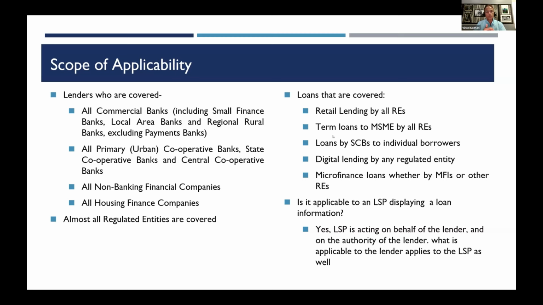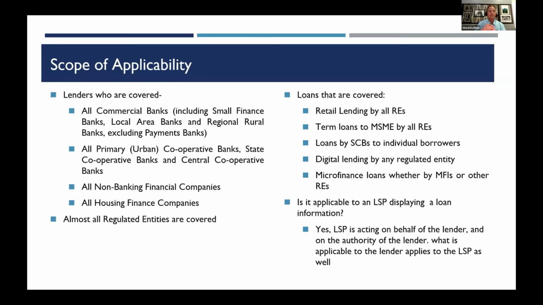Loans by scheduled commercial banks to all individual borrowers, if the borrower happens to be an individual. This is actually very important because earlier when we started, we thought maybe it's not applicable to loans against shares, mostly given to individuals. We thought it may not be applicable to, let's say, housing loans initially. But as we discuss further, it seems that if the borrower is an individual, it should be applicable. We'll discuss it further. Digital lending, it is covered. Microfinance loans, it's covered.